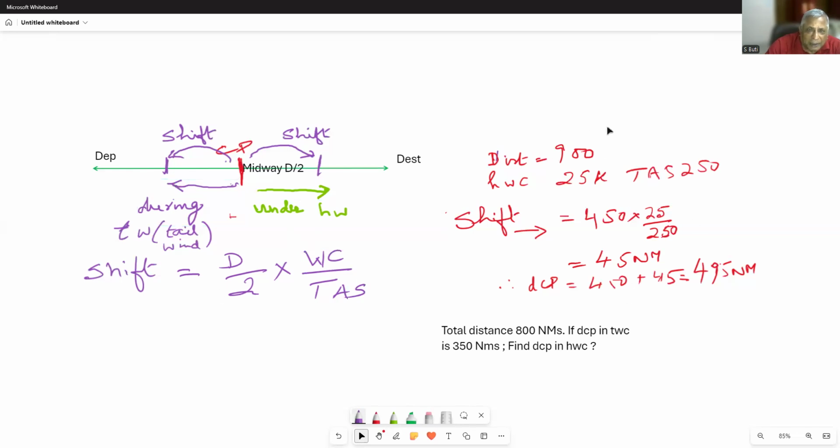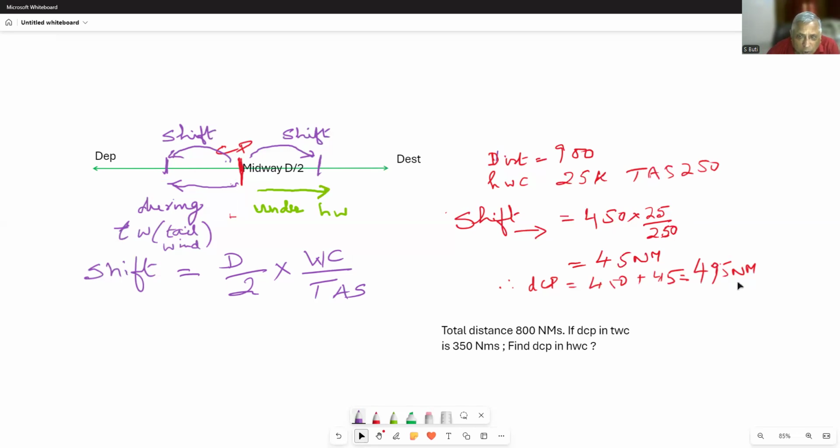Let's take the same question which we had done in the last slide. Distance was 900 nautical miles. There was a headwind component of 25 knots and true air speed was 250. So D by 2, 450 into wind component by TAS is 45 nautical miles. Now my critical point will shift 45 nautical miles towards head. So from departure, it will be 450 plus 45 is equal to 495.